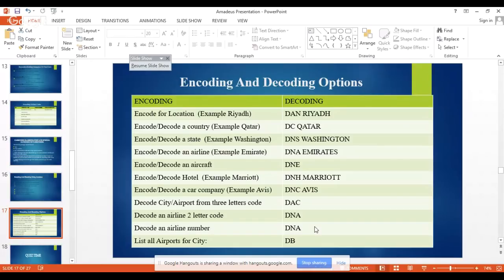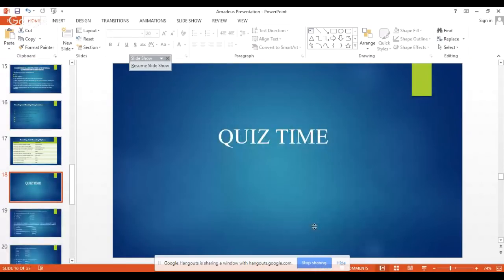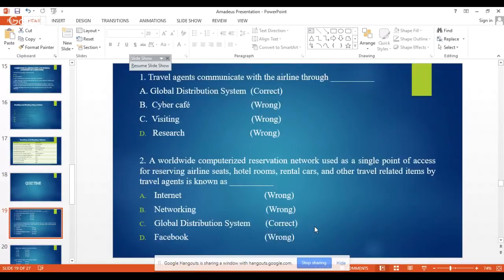Then to list all airports for a city, the code for that is DB, Delta Bravo. It gives you all the information you need. Now it's quiz time. It's a summary of everything we've been learning all this while.